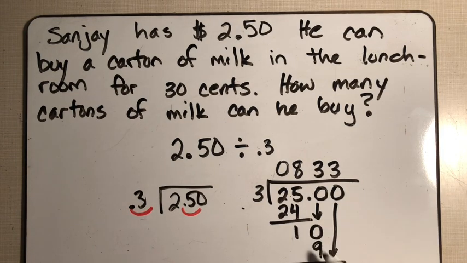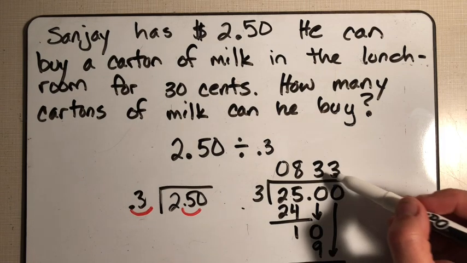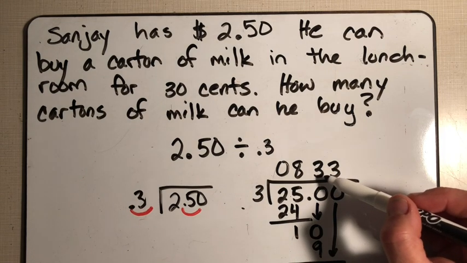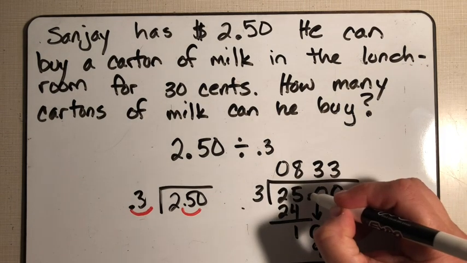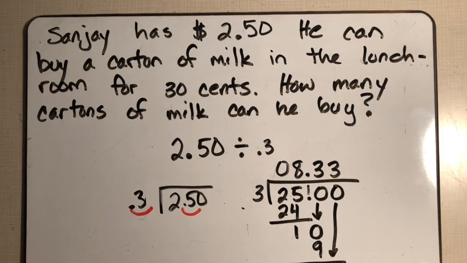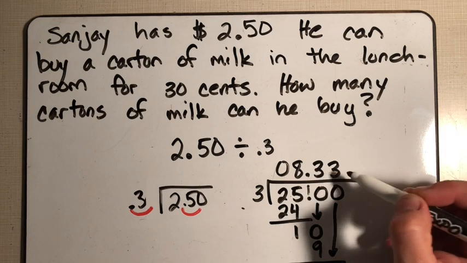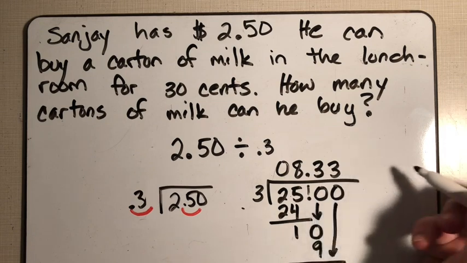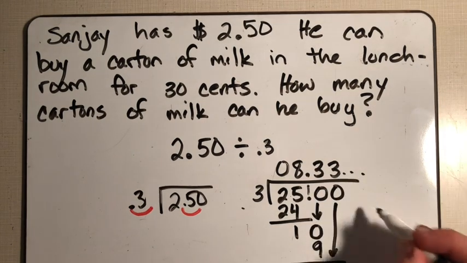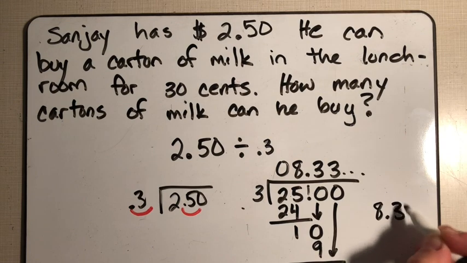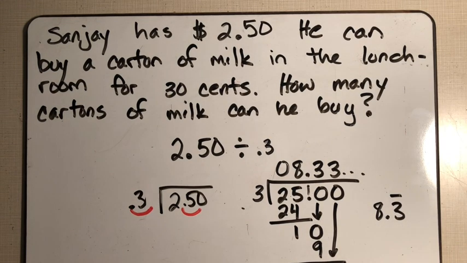So I'm starting to see that I've got a pattern here. It looks like it's always going to be 3. If I bring down a 0, I'm going to need another 3. So these 3s are repeating 3s. So I'm going to pop this decimal up into my answer, and I know that my answer is going to be 8.3333333 going on forever. So we can write that as 8.3 with a bar over it for repeating.